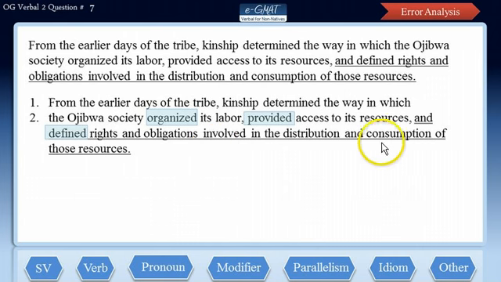Modifier involved in the distribution and consumption of those resources clearly refers to rights and obligations, which is correct, so we do not have any modifier error here. Organized, provided, and defined are logically as well as grammatically parallel to each other, so we do not have any parallelism issue in the sentence. We do not have any idiom in use here, and the meaning of the sentence is also very clear from the way the sentence has been written. So we do not have any errors in this sentence, but we will still run the POE and review other answer choices to see if we have anything better in there.